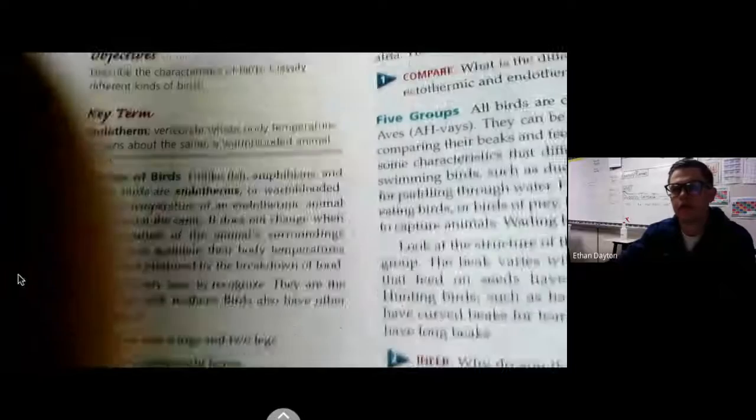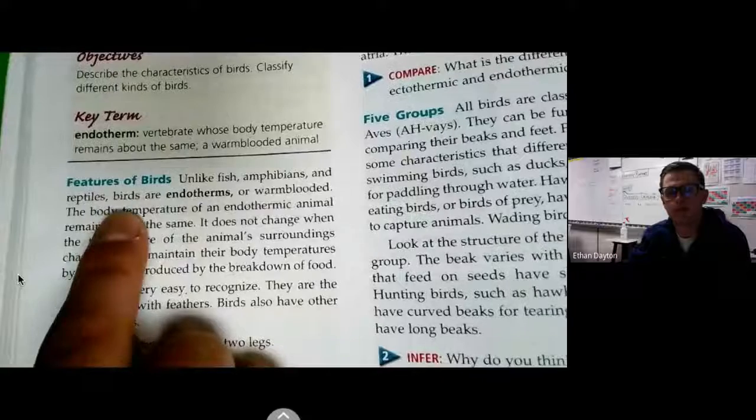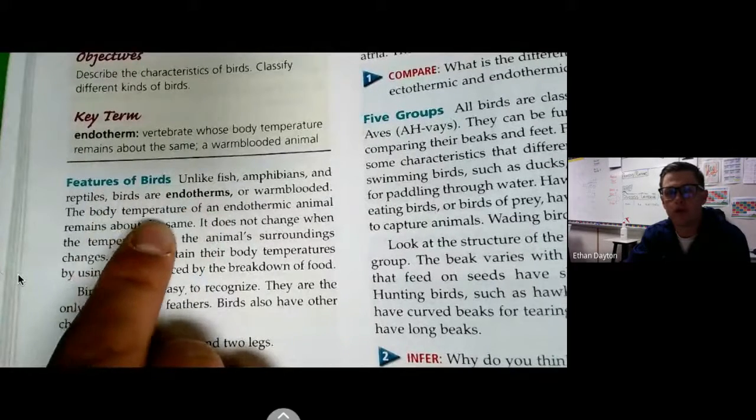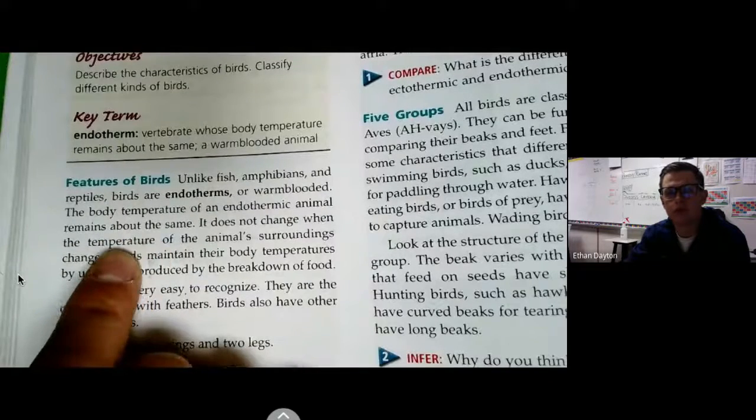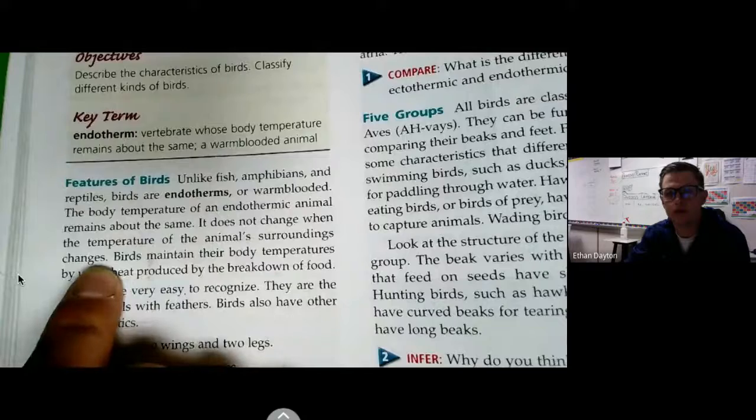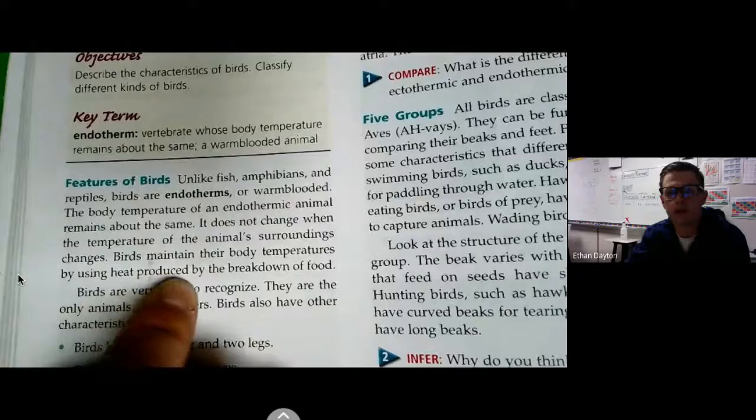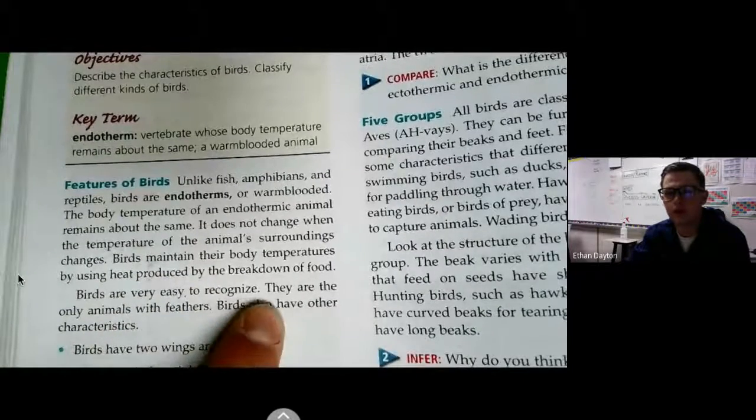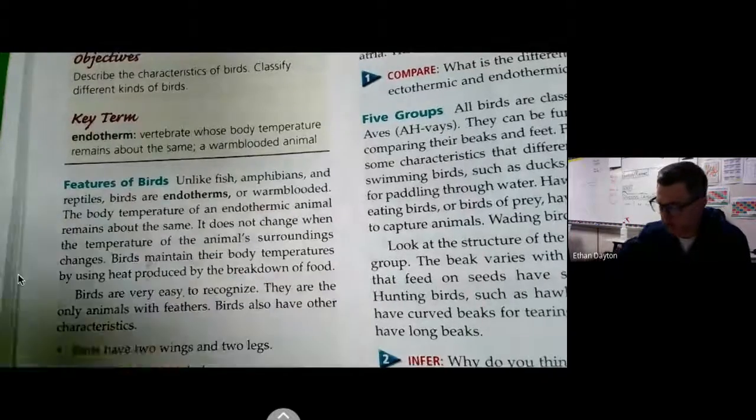And the first section is features of birds. Unlike fish, amphibians, and reptiles, birds are endotherms, or warm-blooded. The body temperature of an endothermic animal remains about the same. It does not change when the temperature of the animal's surroundings changes. Birds maintain their body temperatures by using heat produced by the breakdown of food. Birds are very easy to recognize. They are the only animals with feathers. Birds also have other characteristics.